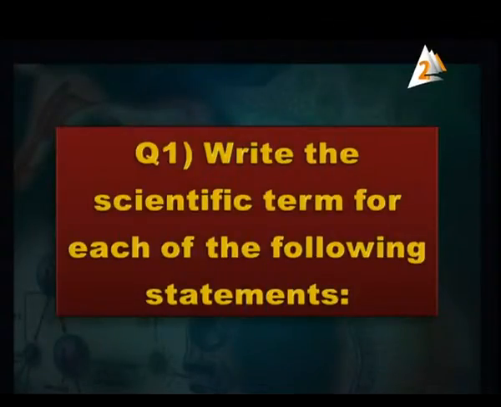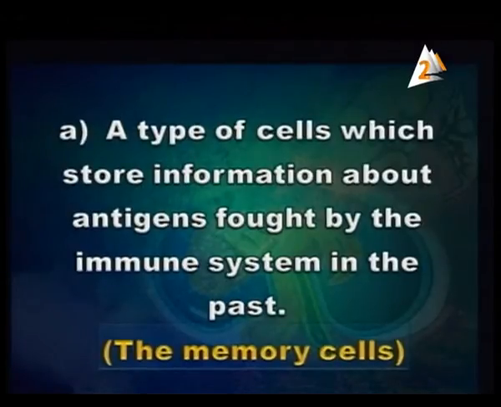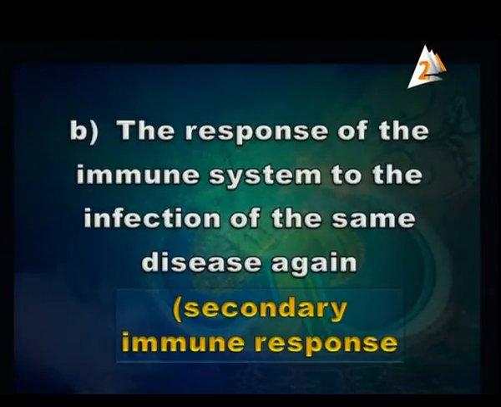First question. Write the scientific term for each of the following statements. A type of cell which stores information about antigens fought or killed by the immune system in the past. Yes, it is the memory cells. Another scientific term: the response of the immune system to infection by the same disease again. Secondary immune response. Very good.